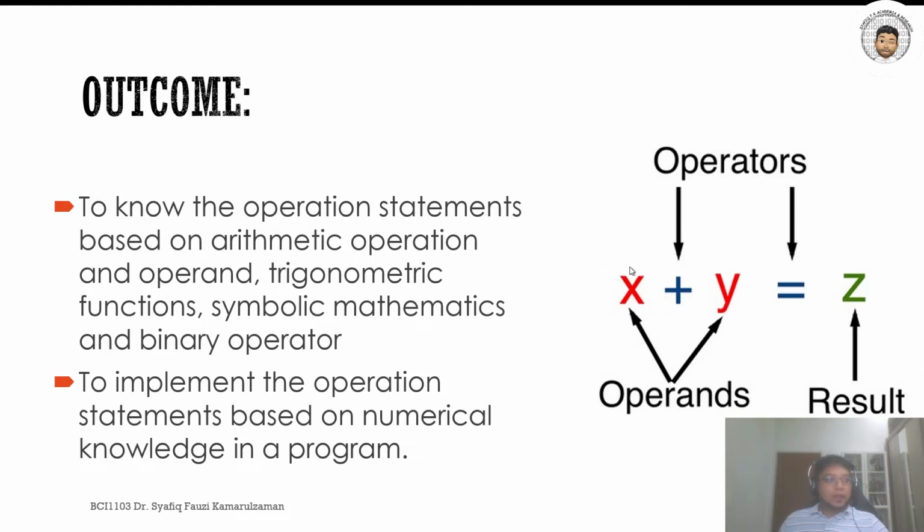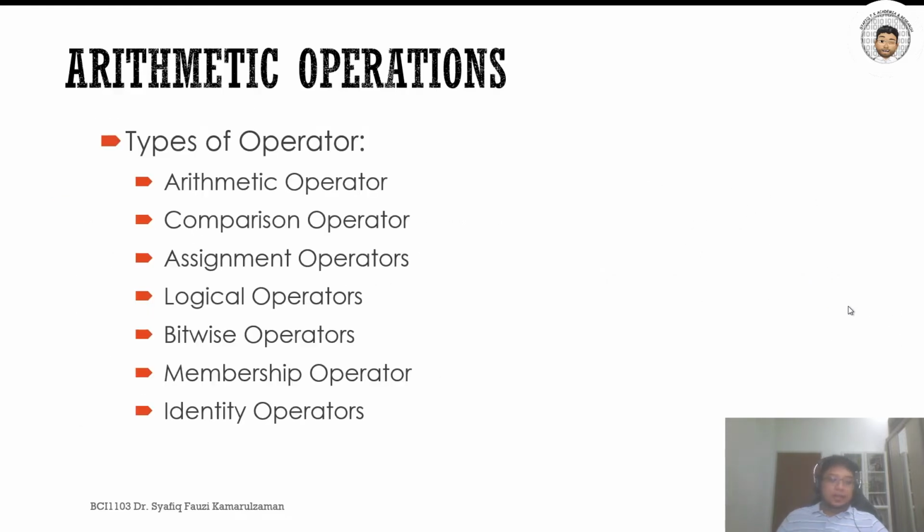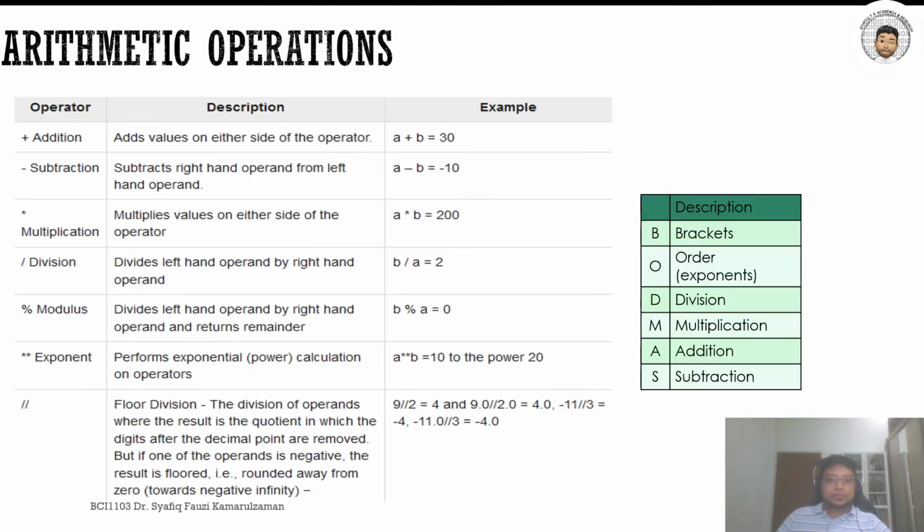So basically, what are operands? In an equation, x and y are called operands, and then we have operators, and then we have results. Operators are all the symbols, plus, minus, the arithmetic symbols. For operations, we have a few types of operators: arithmetic operators, comparison operators, assignment operators, logical operators, bitwise operators, membership operators, and identity operators. This is what we are going to discuss today.